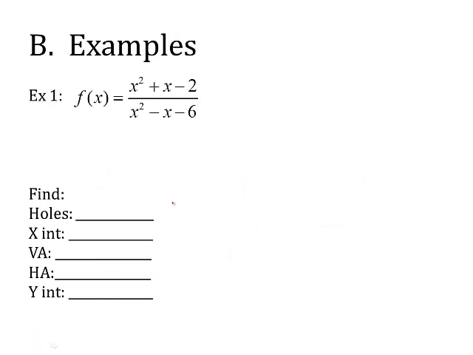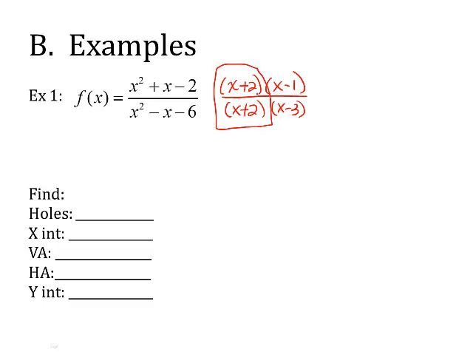So let's look at this. f of x equals x squared plus x minus 2 over x squared minus x minus 6. I need to factor these. So if I factor them, I get x plus 2 times x minus 1 over x plus 2 times x minus 3. All right, so it's completely factored. Now I look for common factors. These two are in common. That means there's a hole.